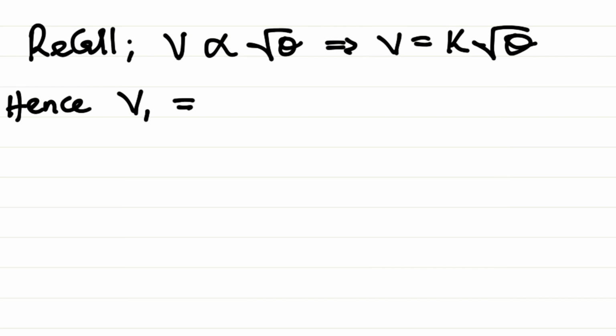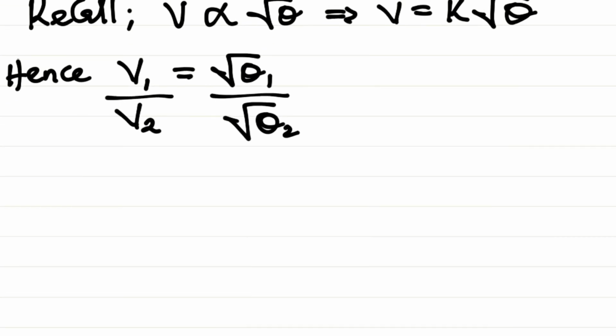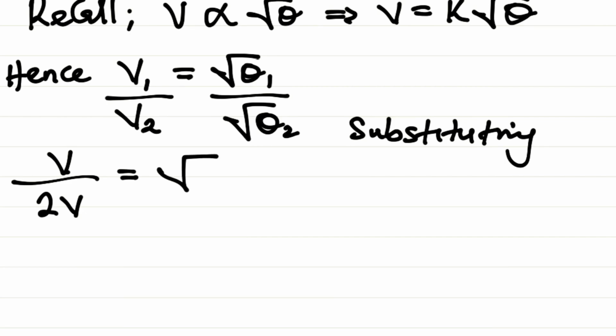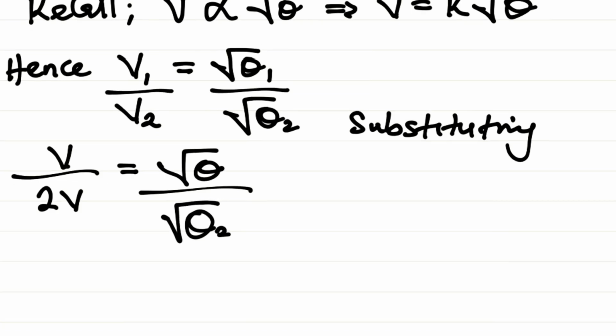v1 over v2 is equal to the square root of theta 1 over the square root of theta 2. Is that clear? Now let's substitute. By substituting into the formula above, our v1 is v divided by v2, which is 2v, is equal to the square root of our theta 1, which is theta, all divided by the square root of theta 2. Theta 2 is unknown. That's what we are looking for.